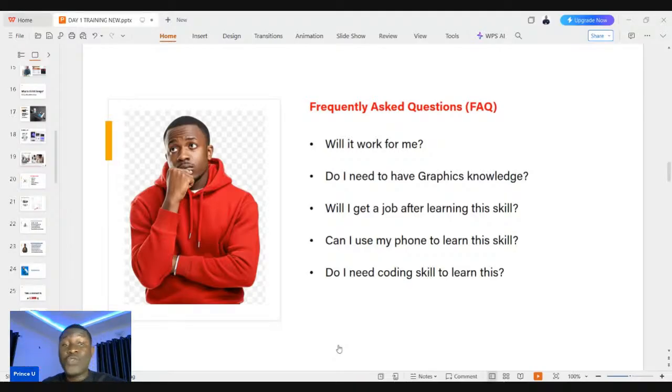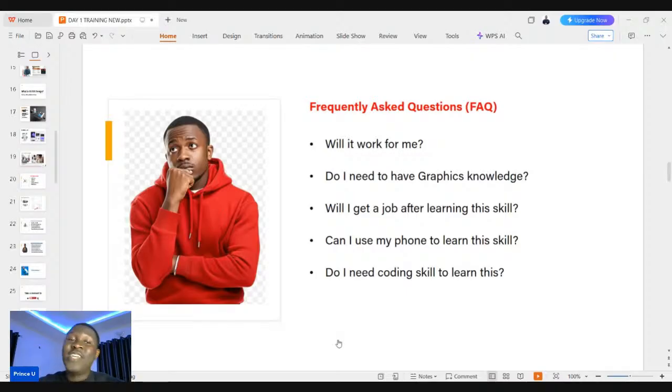Everything we'll be doing in these 2 weeks, you will just see yourself being wild. Trust me, at the end of the 2 weeks, you will love yourself. You will like your ability. You understand? So, will I get a job after learning this skill? Of course, you will. I'm not saying you get a job after 2 weeks. 2 weeks is for foundation. You have to build on it.